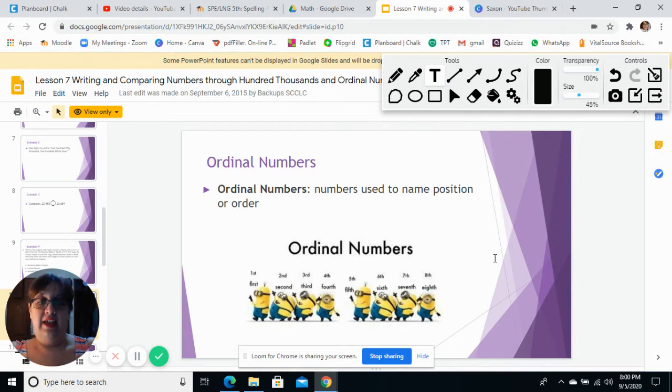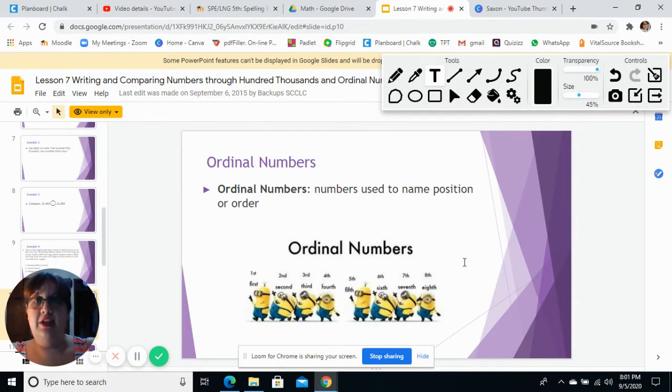So instead of saying the guy was in one place, if he won a race, we would say he was in first place. Or we also use ordinal numbers when we're using a calendar. We would say today is the 7th of September, whatever day it is. So we use ordinal numbers all the time, not just in math, but we use them when we talk and when we try to describe something.